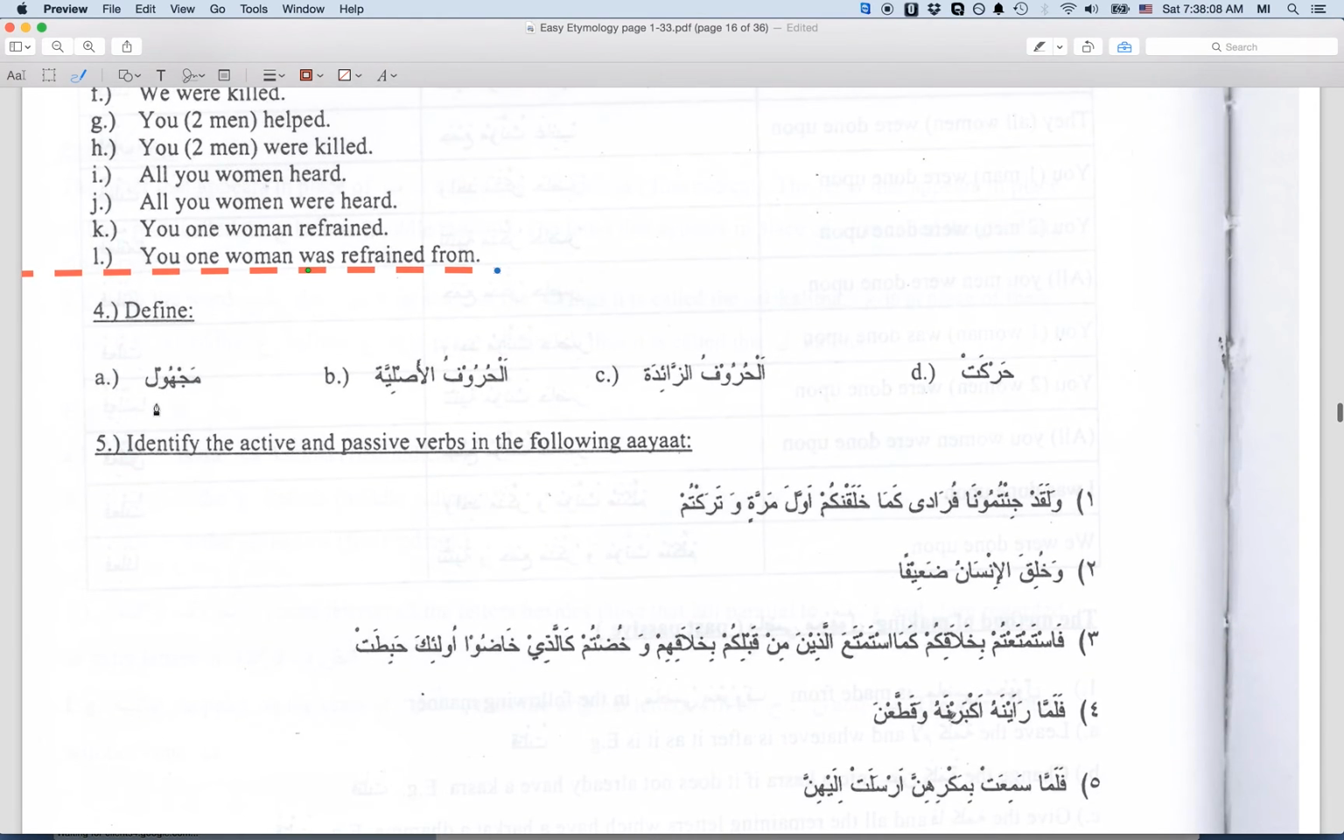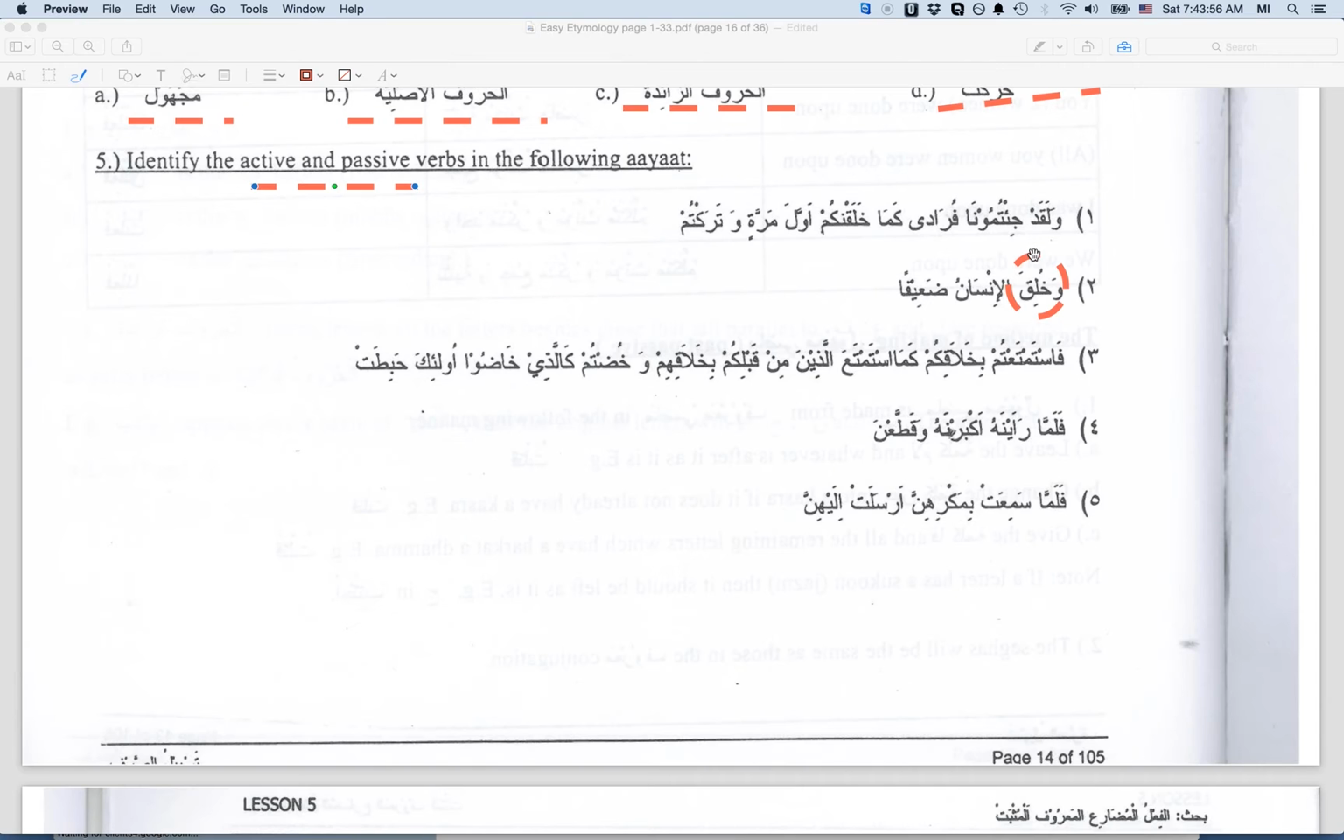Define, number 4. Majhul. So the subject is not known. That's we don't know who the subject is. That's majhul. Or majhul, by the literal definition, means unknown. Majhul, something that is unknown. Ma'ruf, something that is known. Al-huruf al-asliya, the main letters in the scale of fa'ala. Al-huruf al-za'ida, any other letter that falls outside the scale of fa'ala. Harakat, dhamma, kasra, fatha, these are harakat, the diacritics.